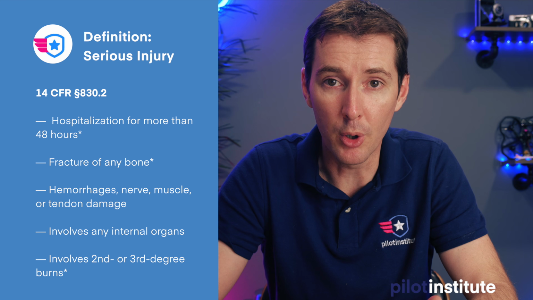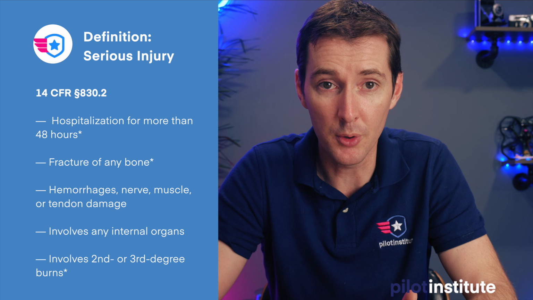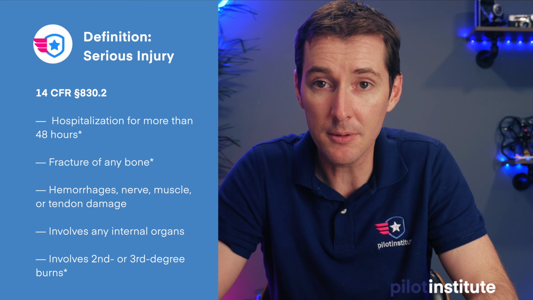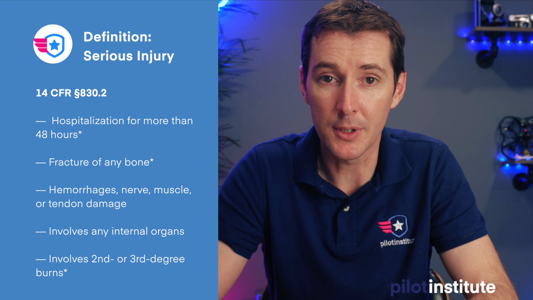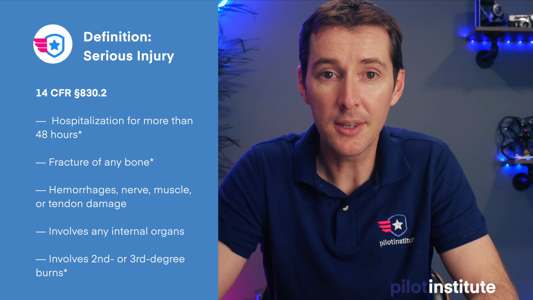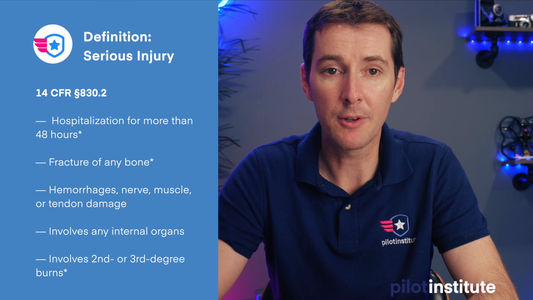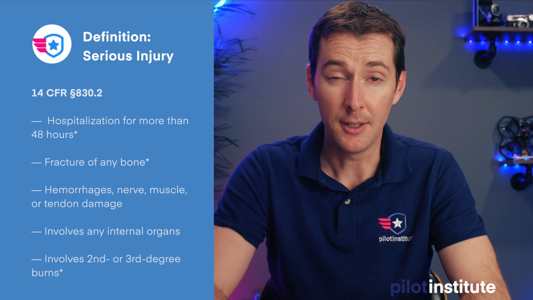the fracture of any bones except fingers, toes, or your nose, anything that causes hemorrhages, nerve, muscle, or tendon damage, anything that involves an internal organ, and then anything that involves a second or third degree burn or a burn that affects more than 5% of the body's surface. Now you're gonna say this is a whole lot of government speak, and you're right. Take this, print it, put it on a card somewhere so you have it available as a reference. But when any of this happens, that needs to be reported to the NTSB, immediately.